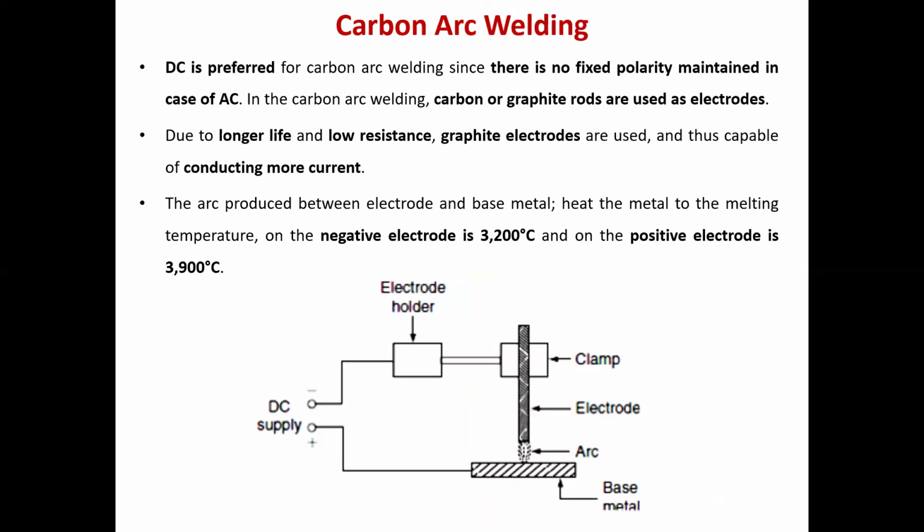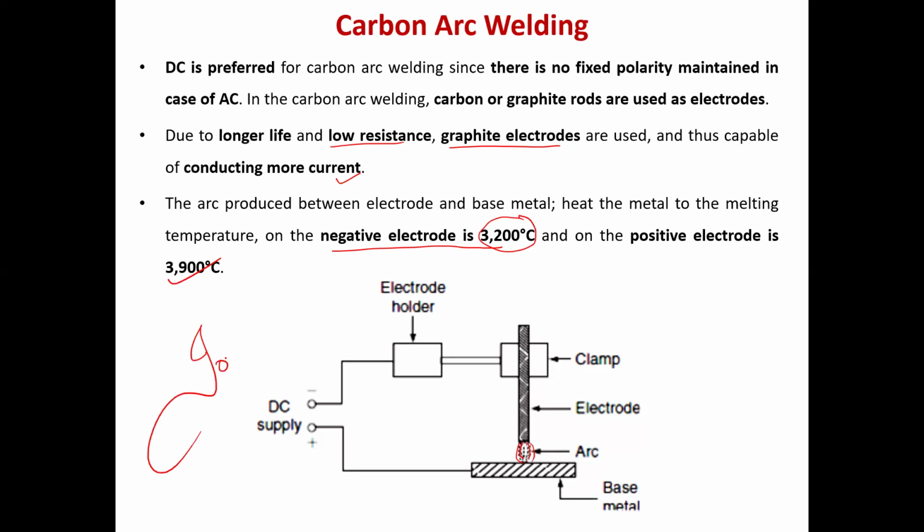First and foremost, carbon arc welding. Everything is common, and we can use an ionization process, electrode holder, clamp, and we can have an electrode. That electrode, this one is the base metal I would like to join, and with the help of an arc I create the joint. Which type of arc can I create with the help of carbon material? In this, DC is preferred for carbon arc welding, and with low resistance we can have graphite electrodes used, thus capable of conducting more current. The negative electrode here is 3200 degrees centigrade, and the positive electrode is approximately 3900 degrees centigrade. If you can remember, you can write it, or else just write this.